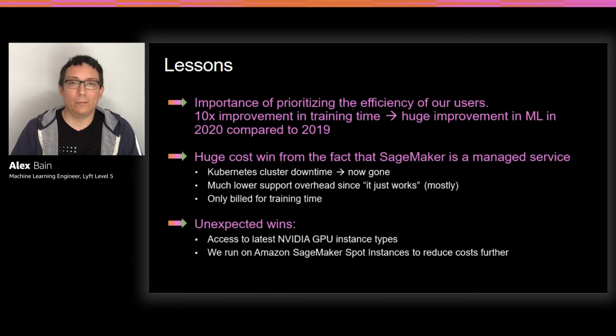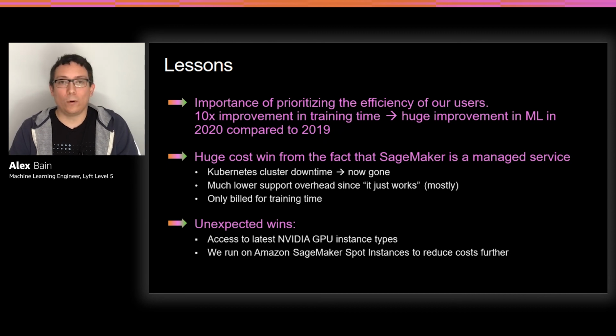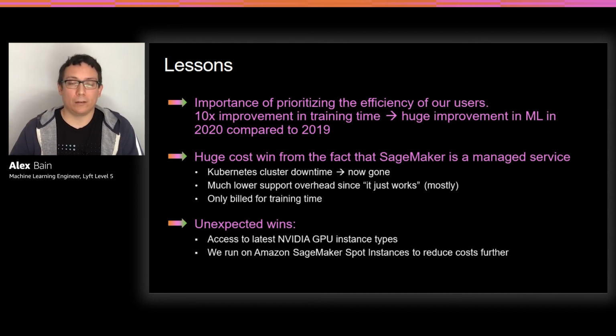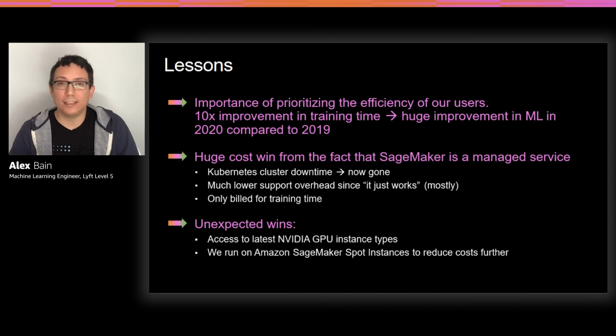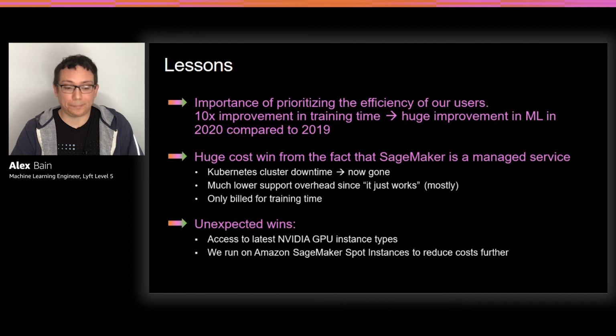So I want to end with some of the lessons that we had from the past year. The first one is that we stayed super focused on making it as easy and fast as possible for our machine learning users to train models. We didn't get too enamored with a particular cloud technology. We just stayed focused on the models. And for us, that meant adopting SageMaker. For you, it might mean something else. But the overall effect on our organization has been a massive increase in the efficiency and productivity of what our machine learning users are doing.